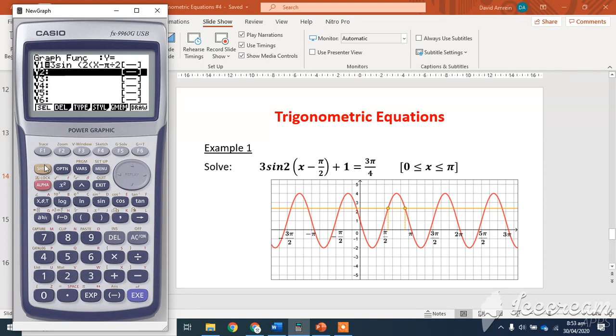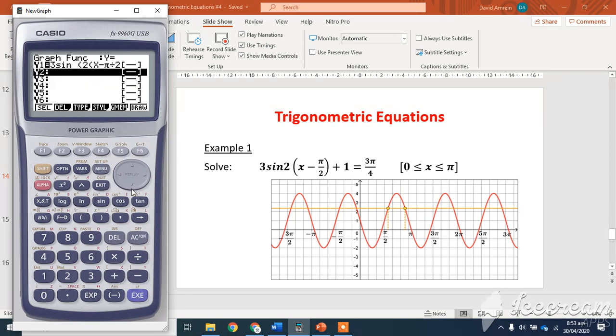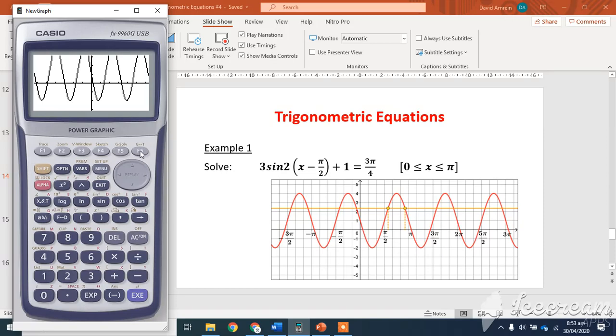Now, just before we move on, let's just go shift menu and just scroll down and check we are in radians, not degrees, because we're working in radians. If we are, let's execute out of there. And now let's draw the graph.